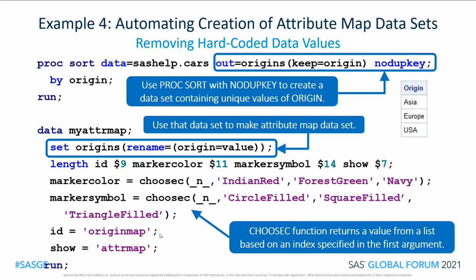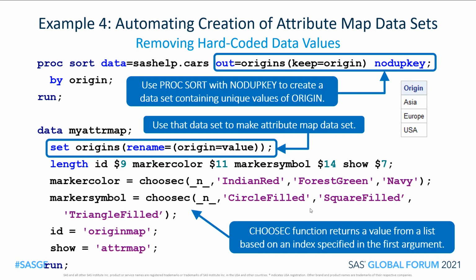Then we hard code the ID and show variables since they're going to have the same value for each row in our data set. And now this creates the exact same data set that we had before, except we did it without hard coding any of those values into our code. So this is handy because what if our values might change in the future and we don't want to necessarily change the code.